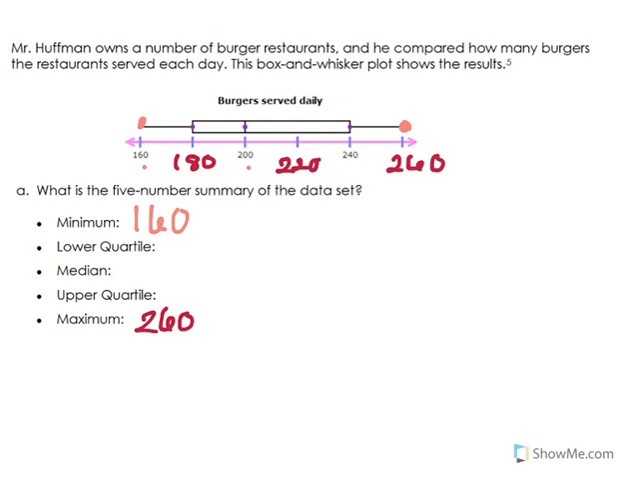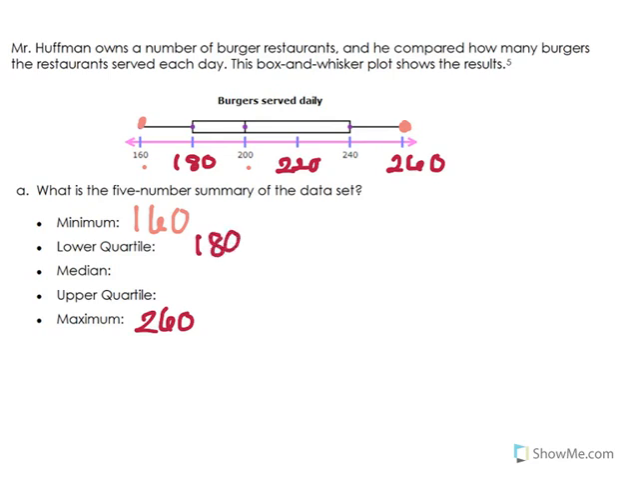Now I have these 3 key pieces of information. My lower quartile, or quartile 1, which remember is the median of the bottom half of our data set, is going to be the furthermost left-hand side of the box. When I look at that, I see that the left-hand side of my box is 180.